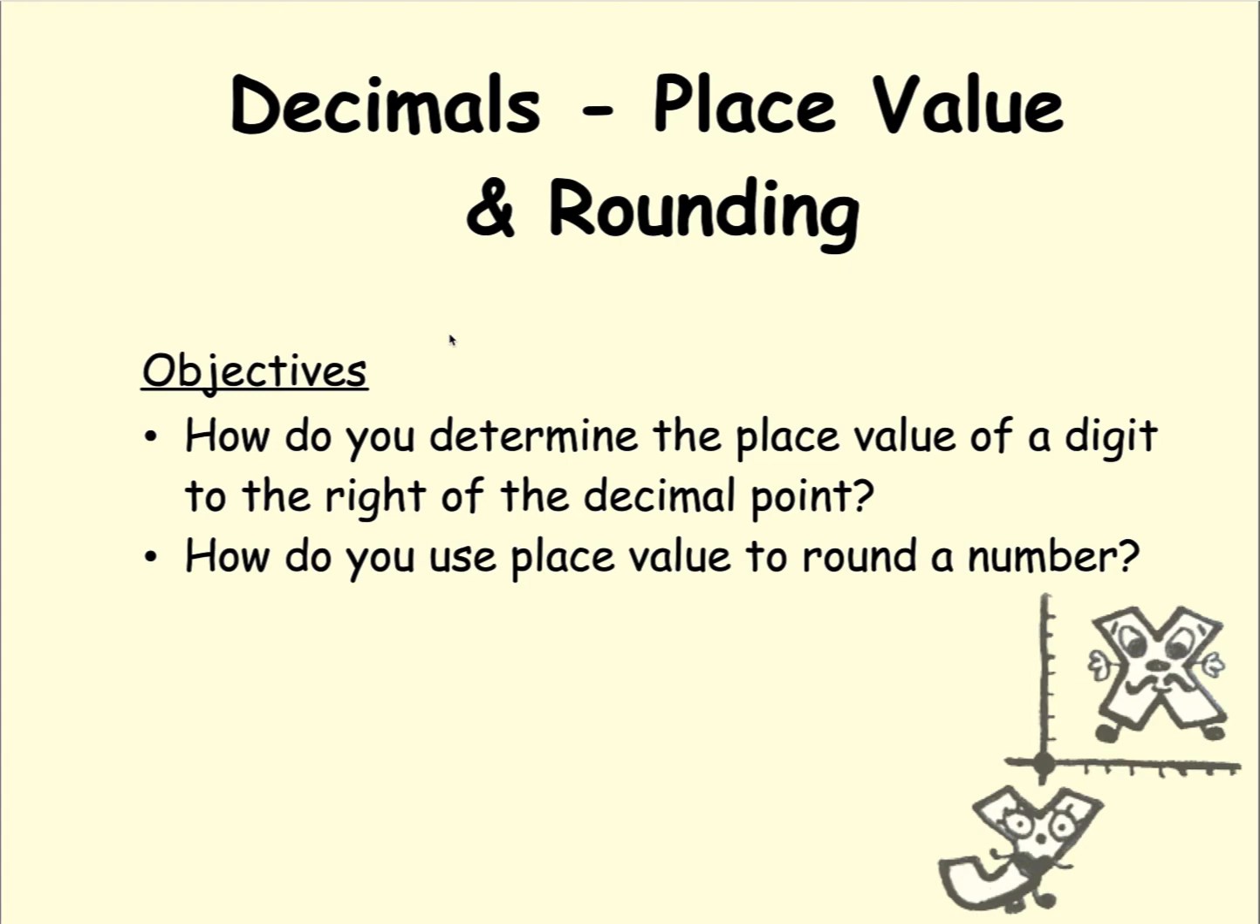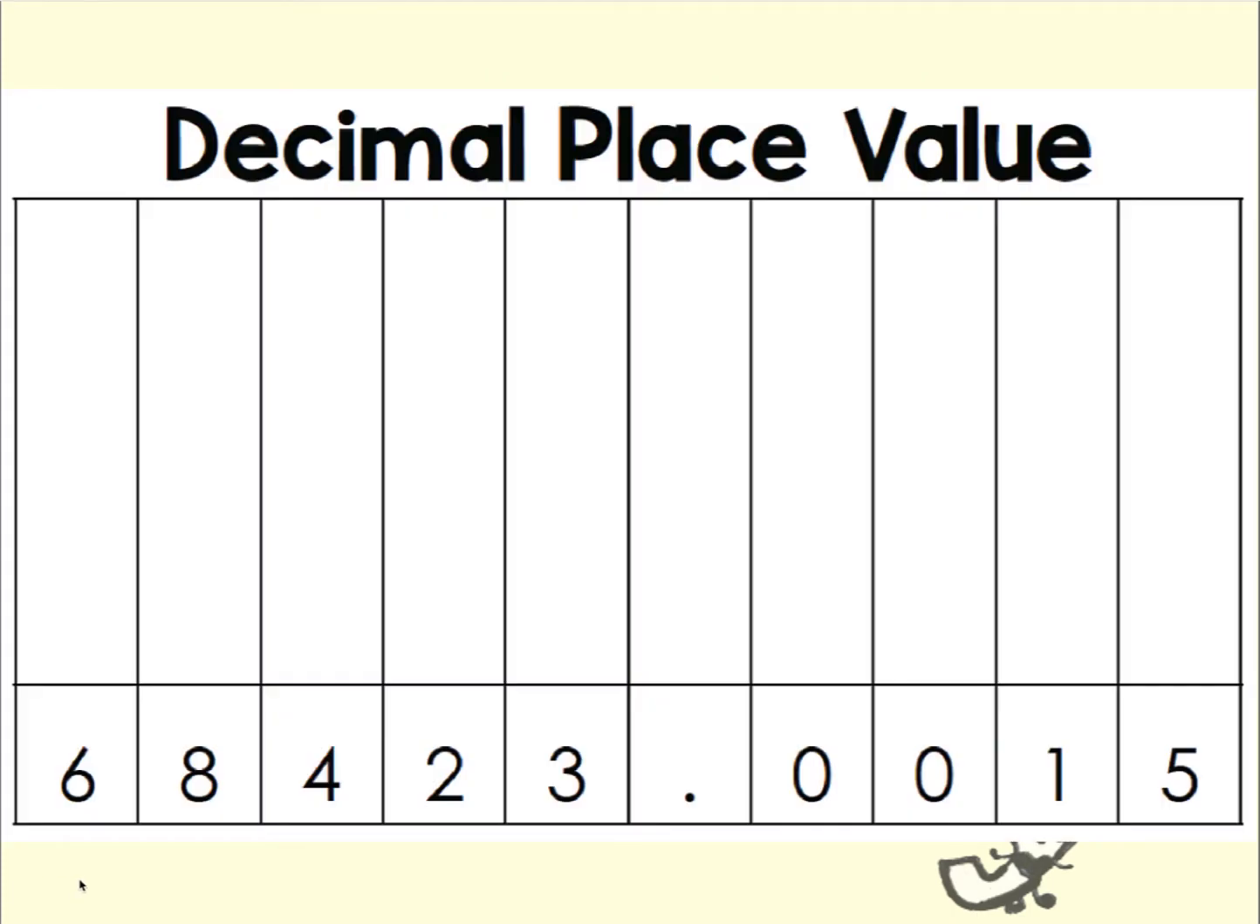So we want to make sure we understand the place value of a digit to the right of the decimal point, and how you use the place value to round a number. Okay, so just as a reminder, we're going to specifically look at the right of a decimal. Remember, the first number to the right of the decimal point is called the tenths place. The second number is the hundredths place.